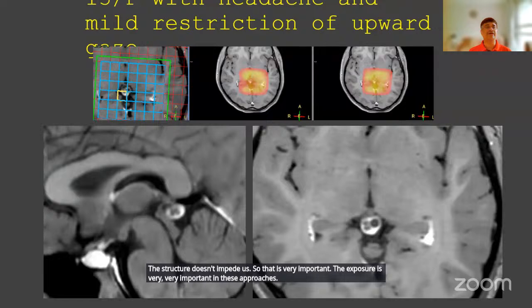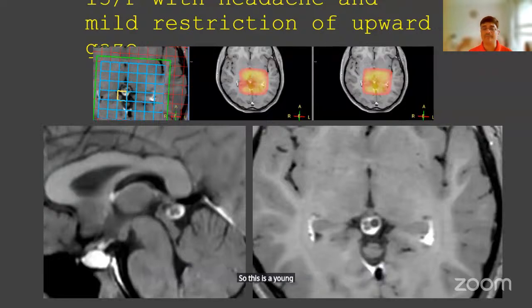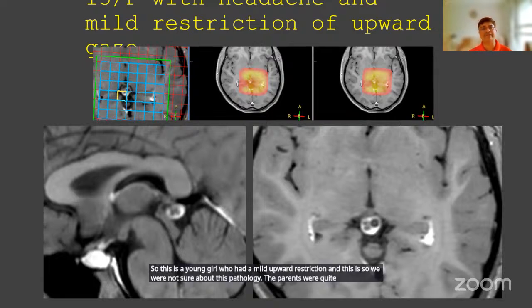So this is a young girl who had a mild upward gaze restriction. We were not sure about the pathology. The parents were quite anxious because they are doctors, and they had this enhancing lesion, and it could be anything. It could be a germ cell tumor, or it could be malignant. So we were very apprehensive.